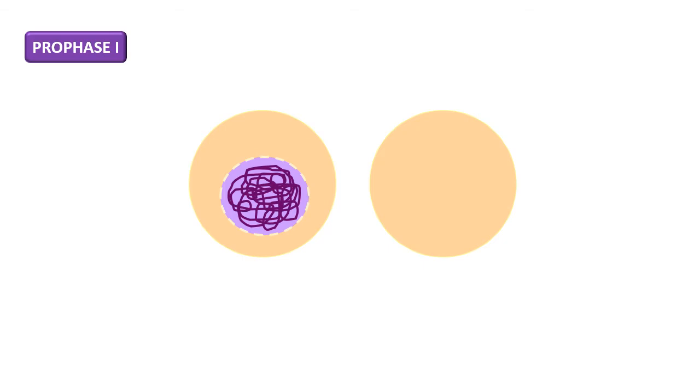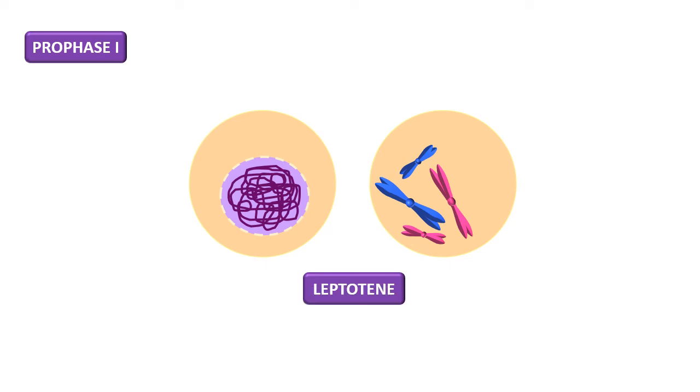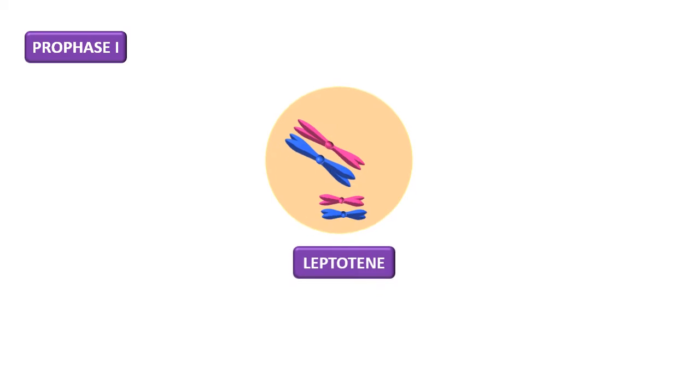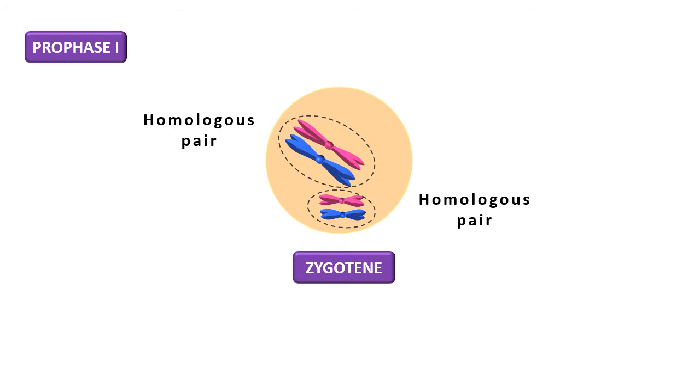The initial coiling and thickening of chromatin material into chromosomes take place during leptothene. Chromosomes continue to thicken as they progress to the next subphase, which is zygothene. In zygothene, homologous chromosomes pair off in the event called synapsis.